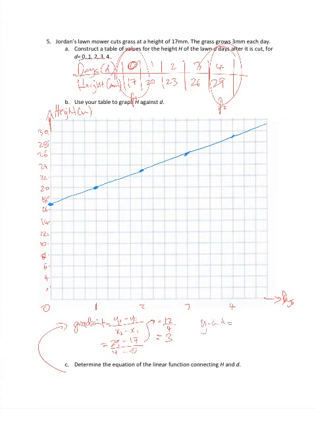Y-intercept is going to be, well, you can see it from here. The y-intercept is where x is equal to 0, or where it crosses the y-axis, so that's going to be at 17. So the equation connecting the height and the number of days: height is equal to 3, which is the gradient, times the number of days, plus 17, which is the y-intercept. So that's question 5 down.